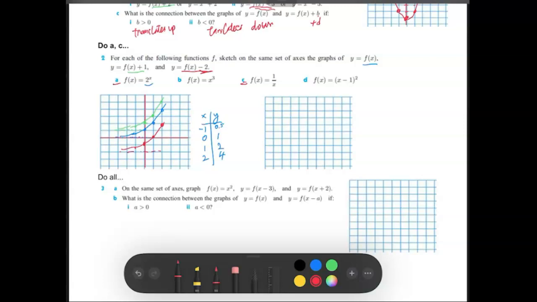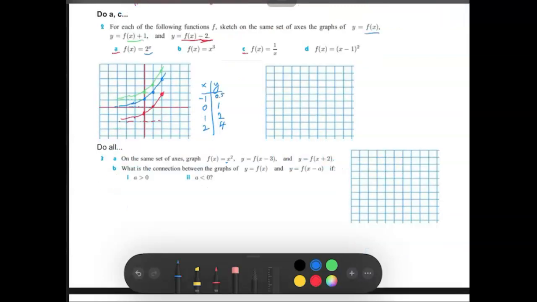Let's do 2c. Okay, so the first thing we're going to do is draw the parent function. The easiest way to draw the parent function is to plug some numbers into an xy table. So let's do negative 2, negative 1, 0, 1, 2. If you put negative 2 in there, you're going to get negative 0.5, right? Negative 1 half. Put a negative 1 in there, it'd be 1 divided by negative 1, which would be negative 1. If I put 0 in there, I would get an asymptote. If I put 1 in there, 1 divided by 1 is 1.